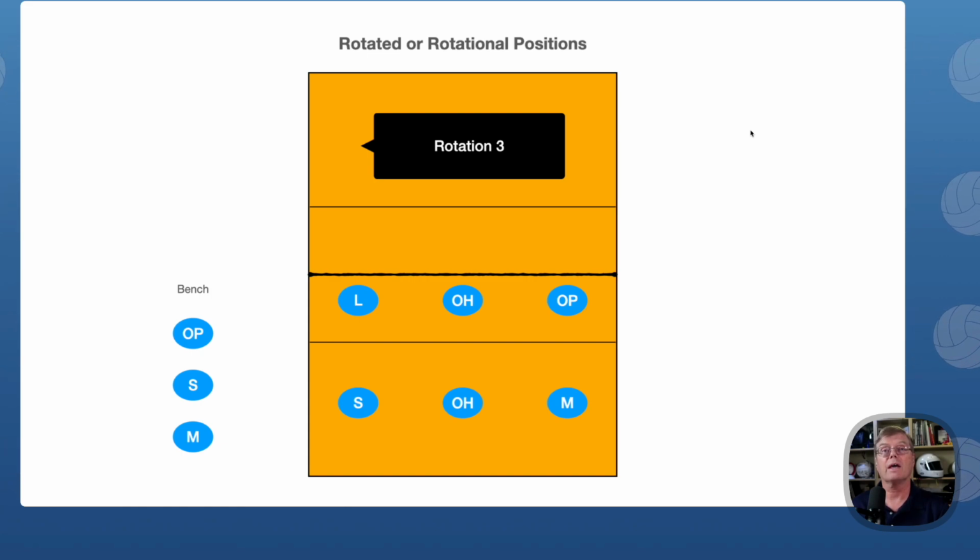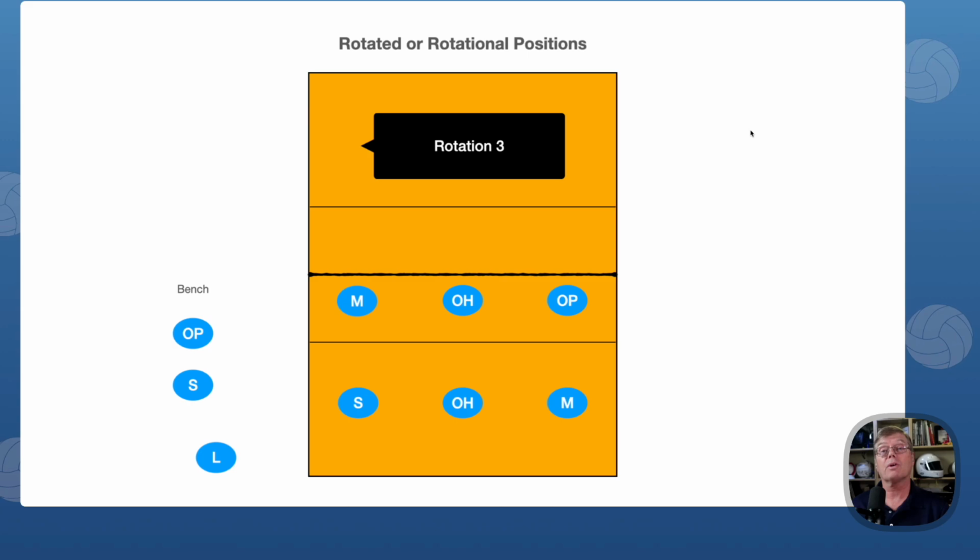Let's walk through that. First things first, we'll exchange the libero and the middle that they came in for. You have to put the middle who the libero came in for back in before you can do anything else, and they have to exchange. It's not a substitution. They have to exchange it behind the 10-foot line or the 3-meter line.